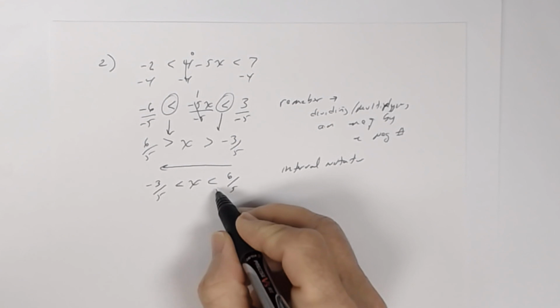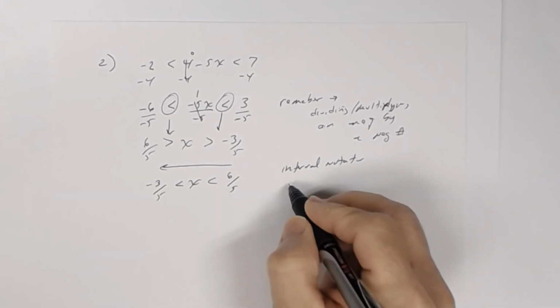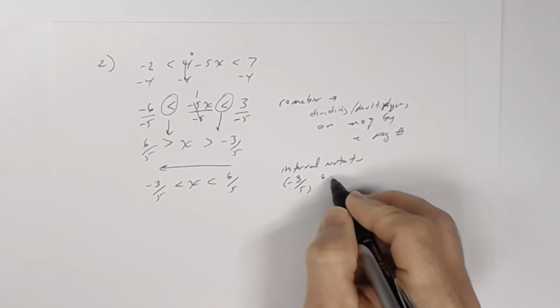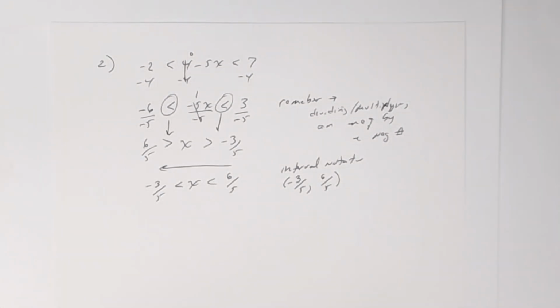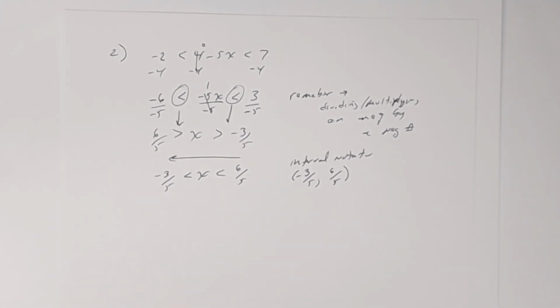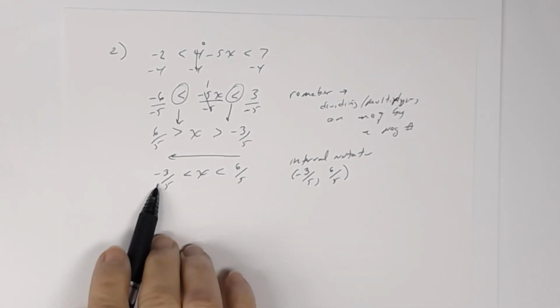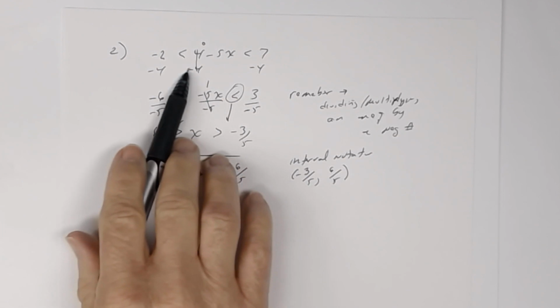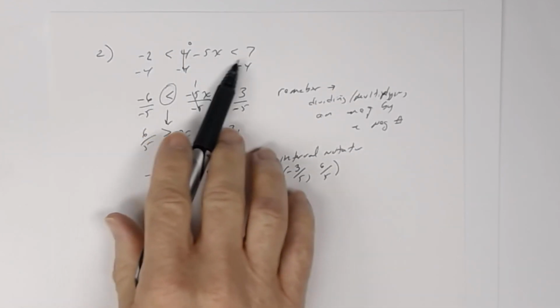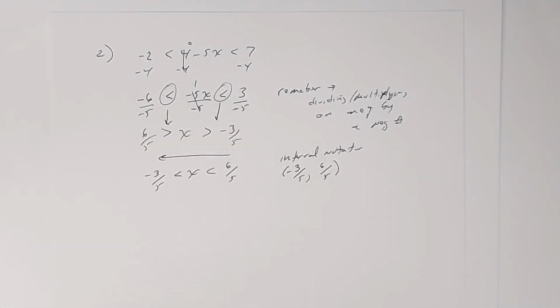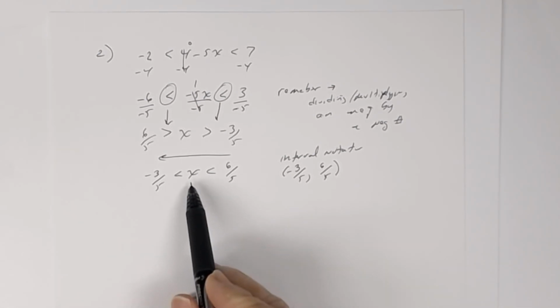Notice that there are no equal signs on either one, so you can use parentheses in both cases. So negative 3/5, comma, 6/5. Okay? And then what you found is that every real number between negative 3/5 and 6/5 will make this compound statement a true statement. All right, so for example, y'all agree that 1's in here? So 1's in here, right?